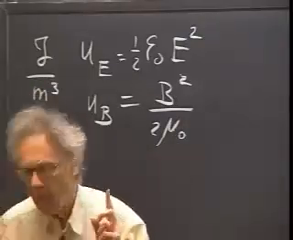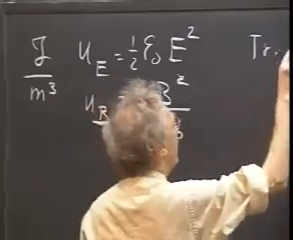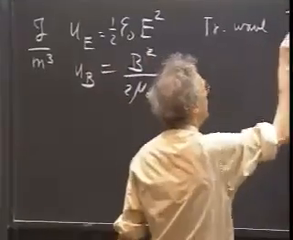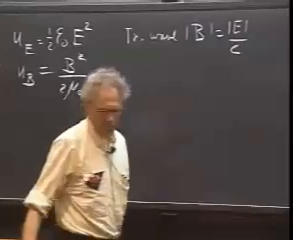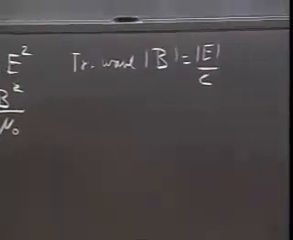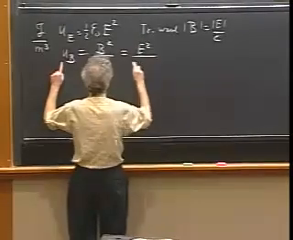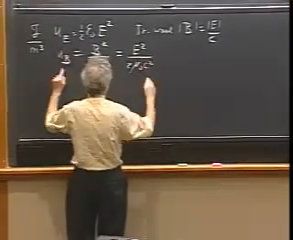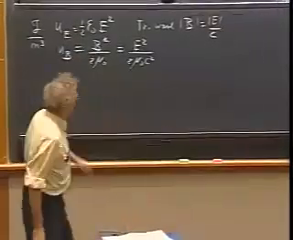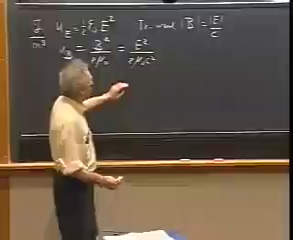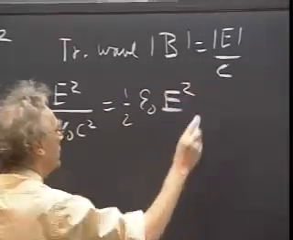Now a traveling EM wave, a traveling electromagnetic wave. We know that the magnitude of B is the magnitude of E at any moment in time divided by c. So I can write this as E squared divided by 2 mu 0 times c squared. But c squared is 1 over epsilon 0 mu 0, so this is also 1/2 epsilon 0 E squared.